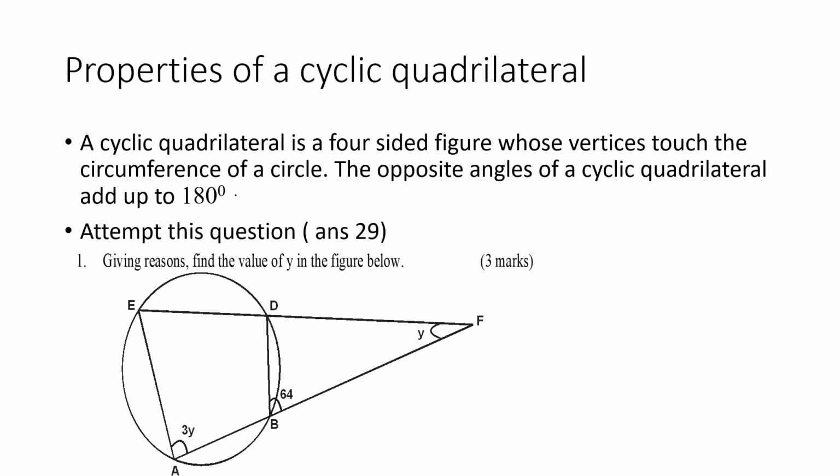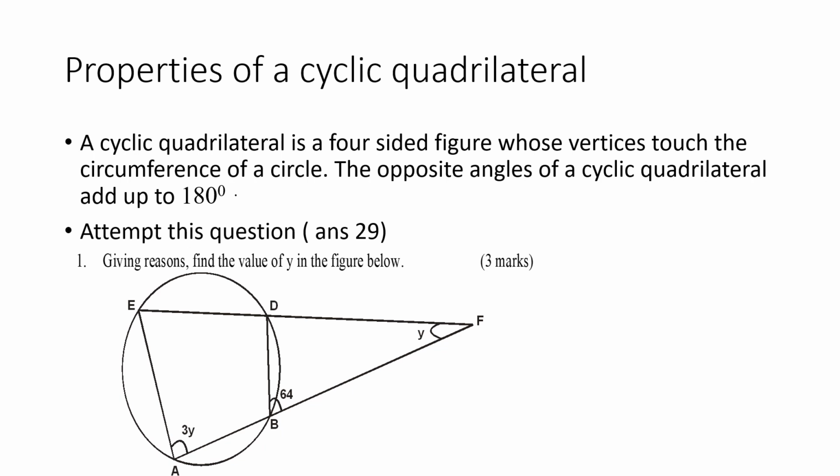Let's see here. You are asked to get y, and as you know, opposite angles of a cyclic quadrilateral add up to 180. So pause the video, get the value of y. The suggested answer is 29. It may or may not be correct. Just do it and see whether you get that or a different answer. Hope you have gotten it. Now, let's go through it together.